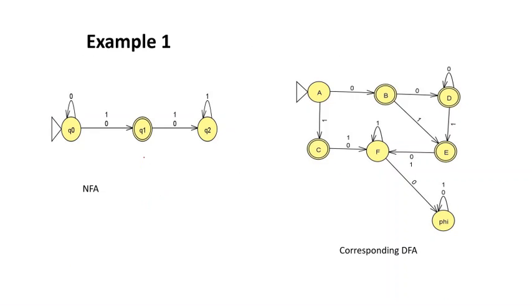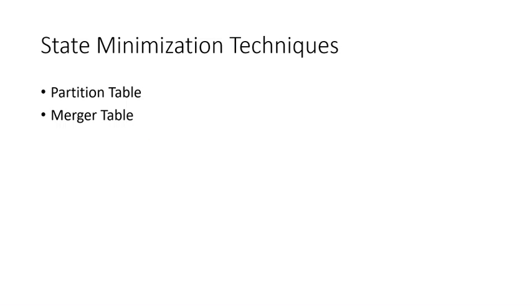In the previous lecture we have already shown how to convert an NFA to a DFA. This is the example used there, and the corresponding DFA which was obtained for this NFA. In this lecture we are going to optimize this DFA. Basically, there are two methods we are going to use for this minimization. One is the partition table, another is the merger table.